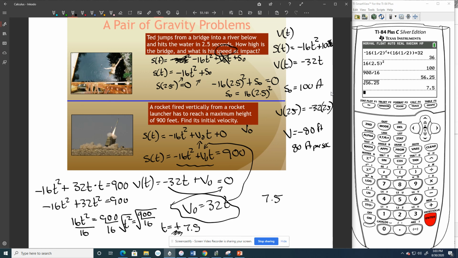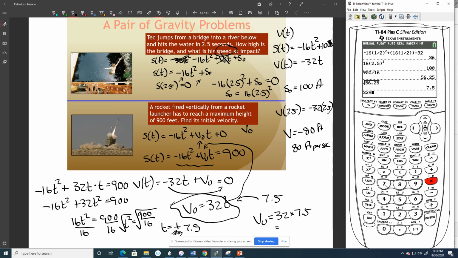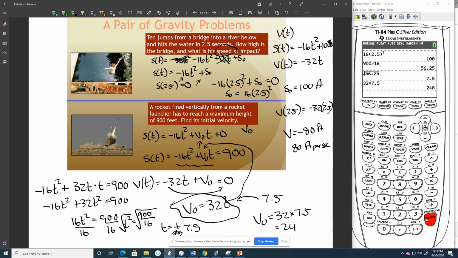Which I can plug in to figure out my velocity at that time. So V naught equals 32 times 7.5, which is going to equal 240. So my initial velocity is going to be 240 feet per second. That's how fast the rocket needs to leave the ground for it to hit 900 feet in the air.